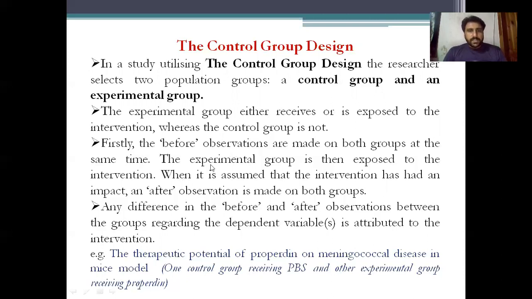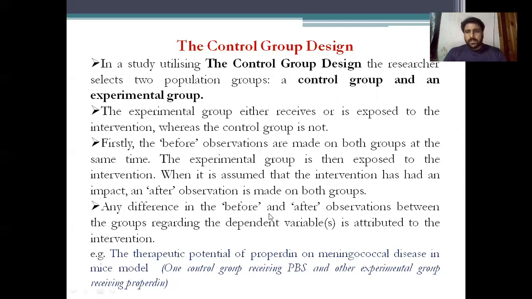You collect the data, then the experimental group is exposed to the intervention, which is assumed to have an impact, while the control group is not exposed to that intervention. After the outcome or impact, another observation is made on both groups, and you draw your conclusion.